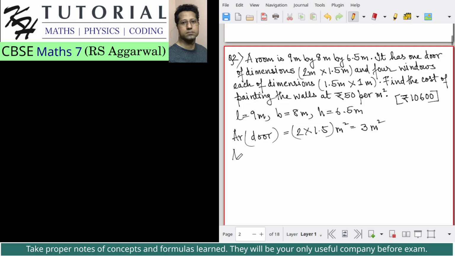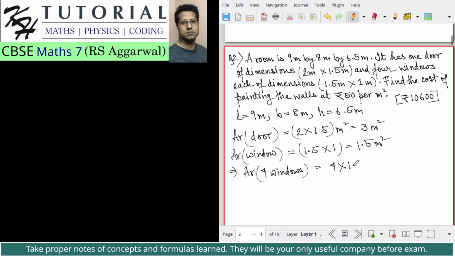And the area of a window. Remember, area window means area of one window. The dimension of each window is given to be 1.5 meter by 1 meter. So the area of each window will be 1.5 multiplied by 1, which is 1.5 meter square. So the area of 4 windows will be equal to 4 multiplied by 1.5, which is 6 meter square.